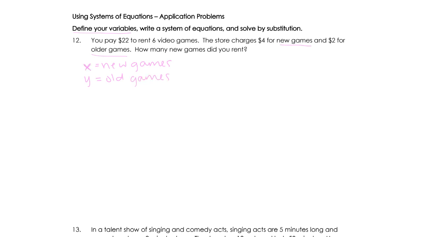Now, something else that we have to pay attention to, setting up our equations can be a little tricky. So the first thing I like to do is circle all of my numbers. So you paid $22 to rent 6 video games. The store charges $4 for new games and $2 for older games. How many new games did you rent? One thing I noticed right off the bat is it talks about money for some of the numbers. So I'm going to put all of the dollar amounts together in one equation. It's $4 for a new game, so that would be 4 times x, plus $2 for old games, so plus 2y. You paid $22 total.